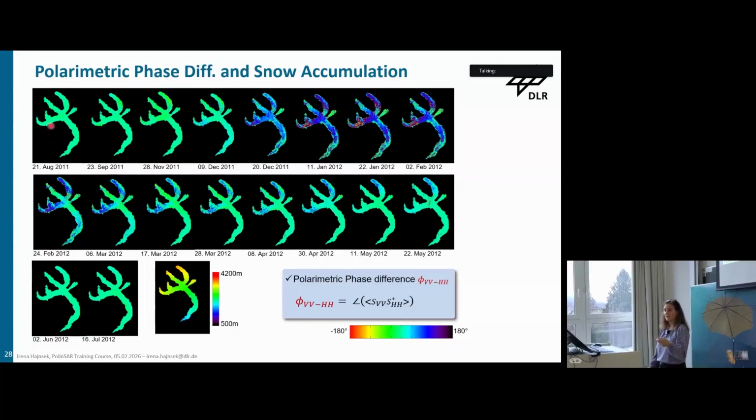We have mainly surface scattering, and what is interesting here is that it's quite greenish, which means we do not have such a strong difference between HH and VV. So the phase variation is quite small. However, if it's becoming colder and we have accumulation of snow, you see already here in the arms, this is a first start, we're becoming more bluish. And then over the whole part here in December, everything is becoming bluish. It means we have a stronger phase difference between HH and VV.